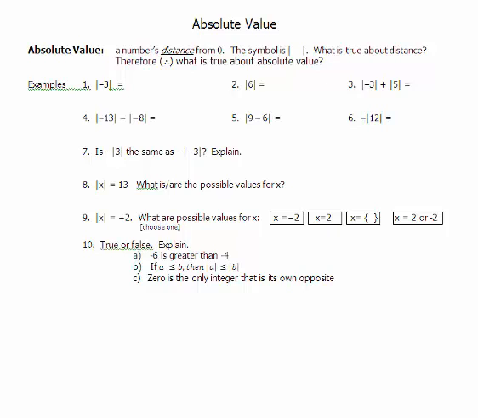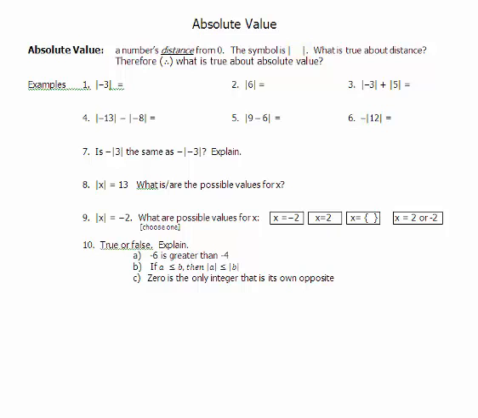You don't say, I went negative 300 miles down to Virginia, or positive 300 miles into Canada. You just say, I rode 300 miles. And distance is always considered to be a positive value. So therefore, absolute value is always considered to be a positive value. Let's take a look at the examples shown.